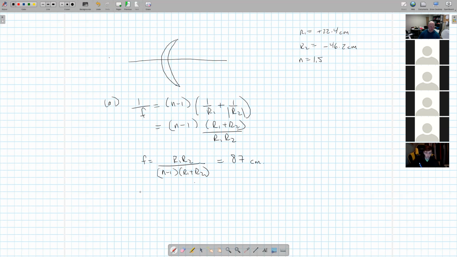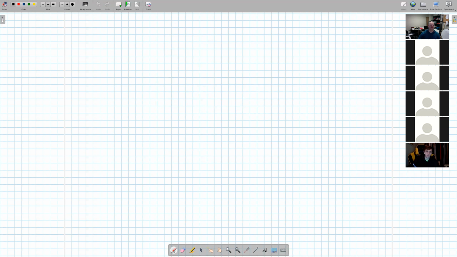Part B then wants to know, okay, so where is our image created? Well, in this case, since our focal length is positive, what that means then is this thing acts just like a converging lens. So for part B, let's go ahead and draw a ray diagram. So here, even though I have that complicated looking lens, I'm simply going to draw a converging lens. That's it. So we know the focal point is here. It's about 87 centimeters, and our object is roughly twice the distance of that. So our object is going to be somewhere out here. So let's go ahead and draw a ray diagram.